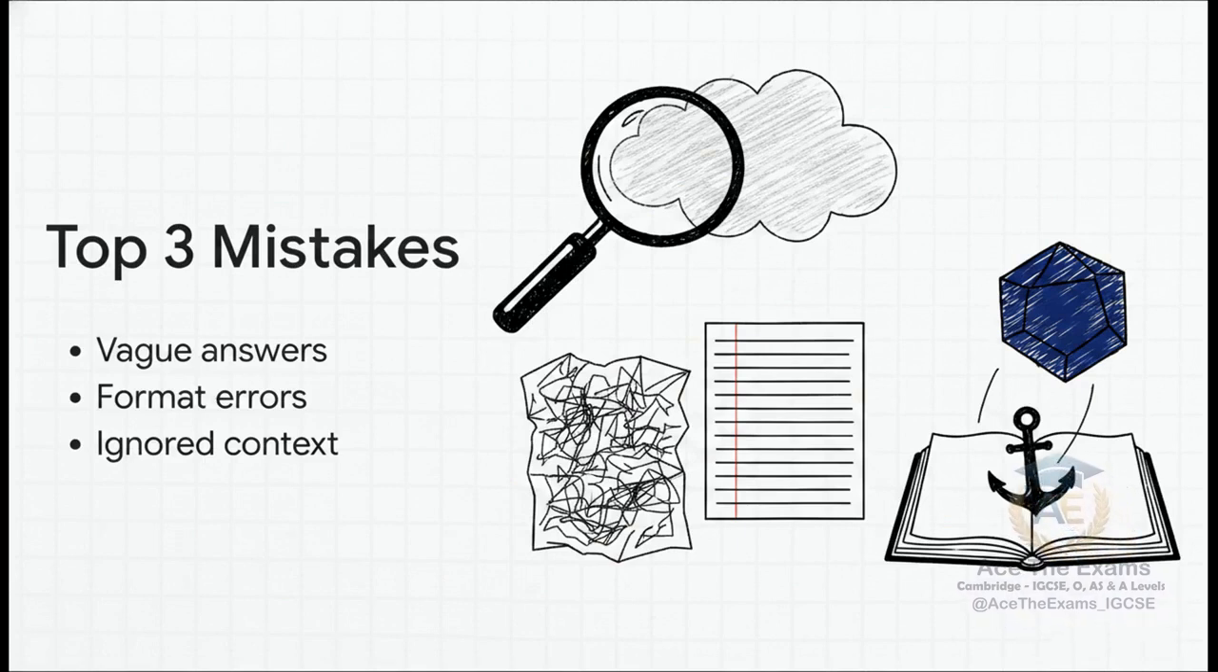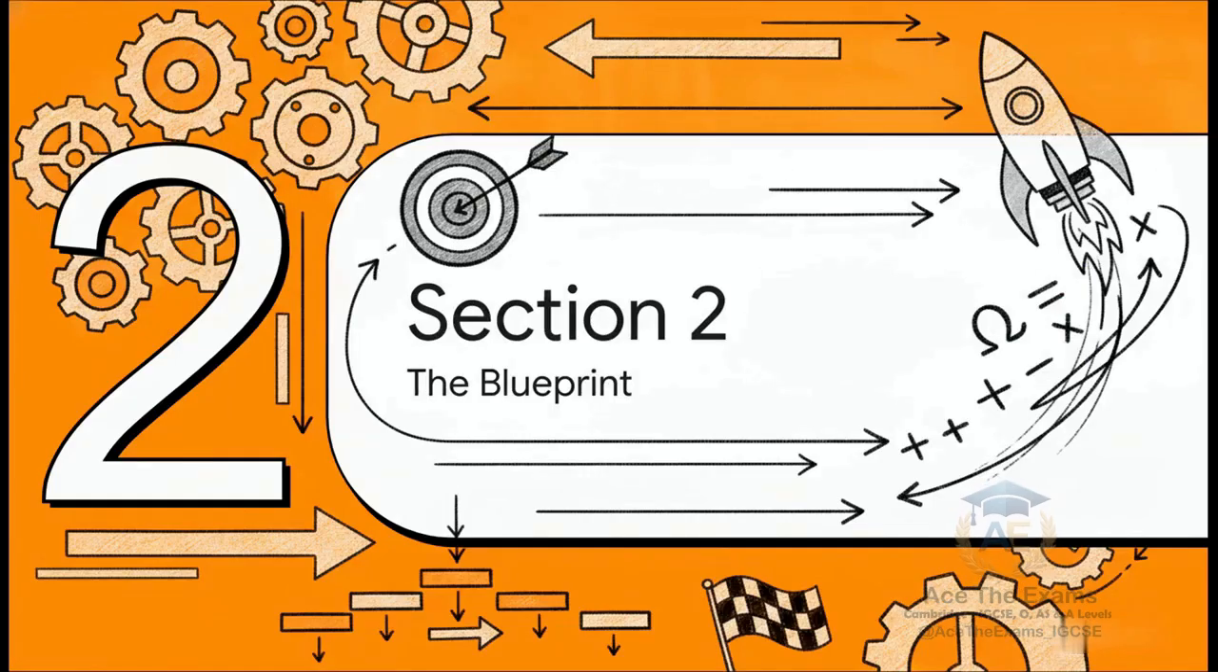And third, ignoring the context. If a question gives you a specific context for a complex number problem, your final answer has to directly relate back to that context. Do not just leave a floating complex number, like say 3 plus 4i, alone on the page without explaining what it actually represents. Moving right along to section 2, the blueprint.